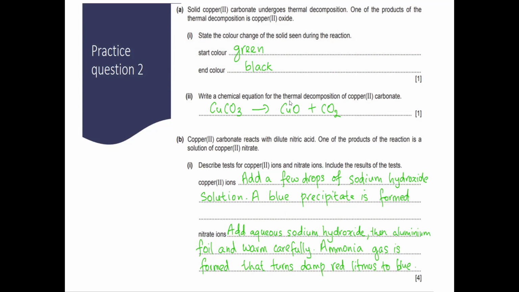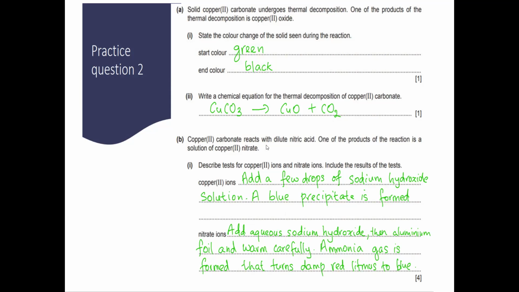Write a chemical equation for the thermal decomposition of copper 2 carbonate. So copper 2 carbonate, when it decomposes, forms copper oxide and carbon dioxide. Remember, when you are asked to write a chemical equation, do not write a word equation. And all chemical equations have to be balanced.